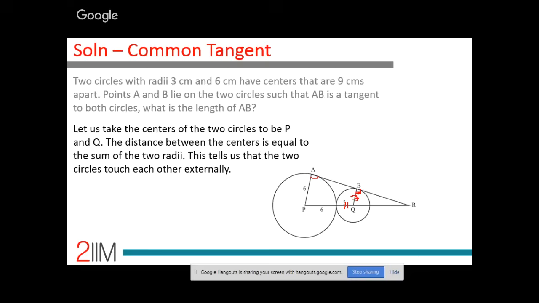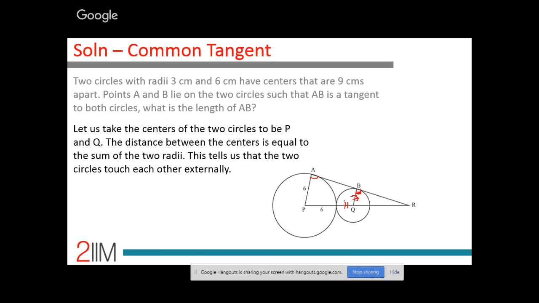First things to note, what is angle PAR? 90. Why? Tangent is perpendicular to radius. And so, therefore, angle QBR is also 90 for the same reason. And so, QBR is 90, QAR is PAR is 90. Both are 90 degrees. So now we know that PQ is 9, PA is 6, QB is 3. All that we know.